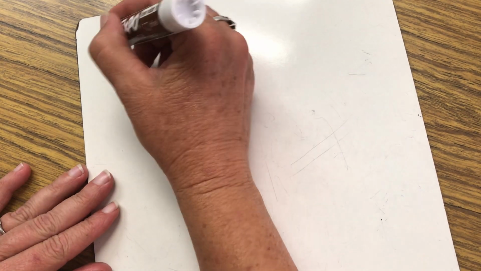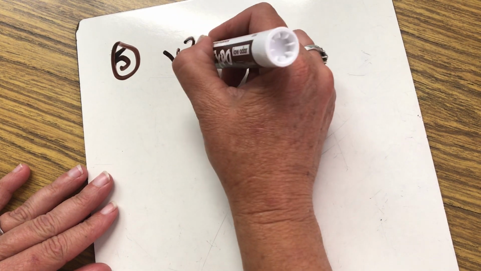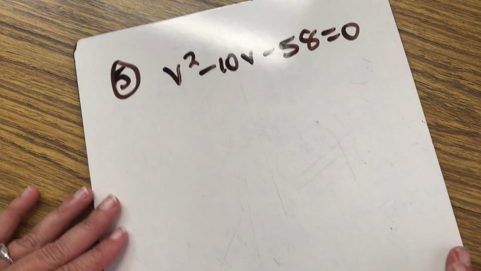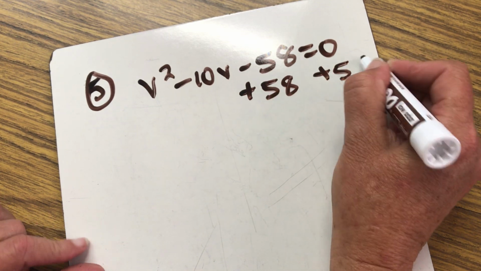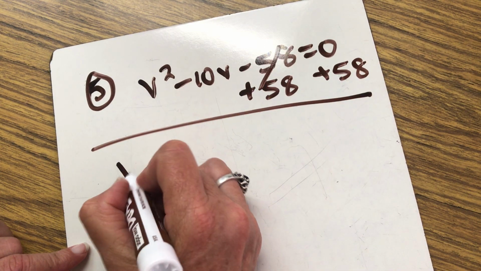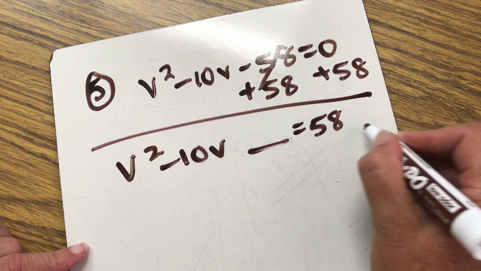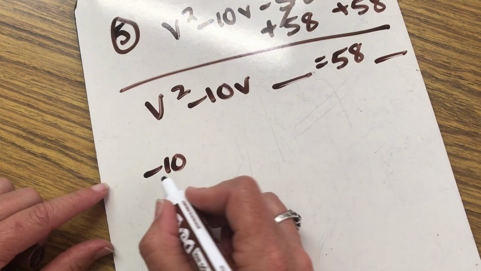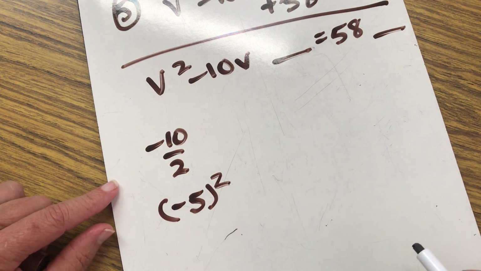Hi guys, the last two questions on the 9-5 notes on solving by completing the square. Question number 5 is v squared minus 10v minus 58 equals 0. So move c to the right. Middle number, yes, the negative's included. Divide, it's -5. We're going to square it.